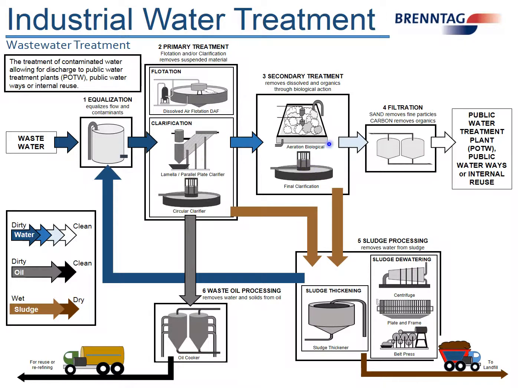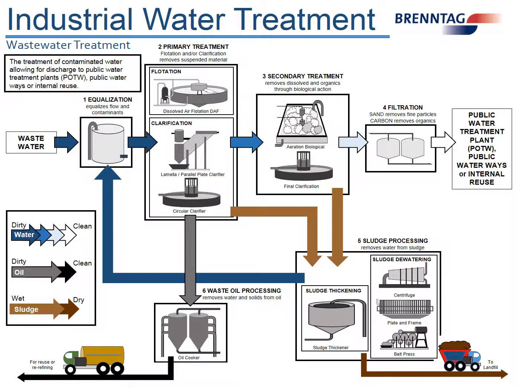The water will then pass through potentially a filtering system where finer particles are removed, or through carbon filters where organics are removed. Then to a public water treatment plant, also known as a POTW, a public waterway like a river or a lake, or we're starting to see more of this, reused back into the process.